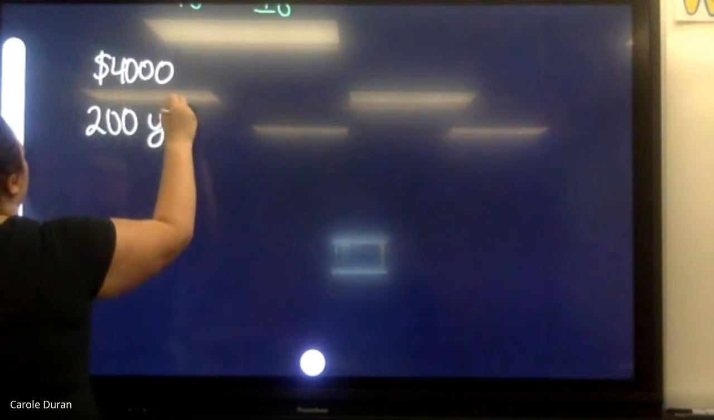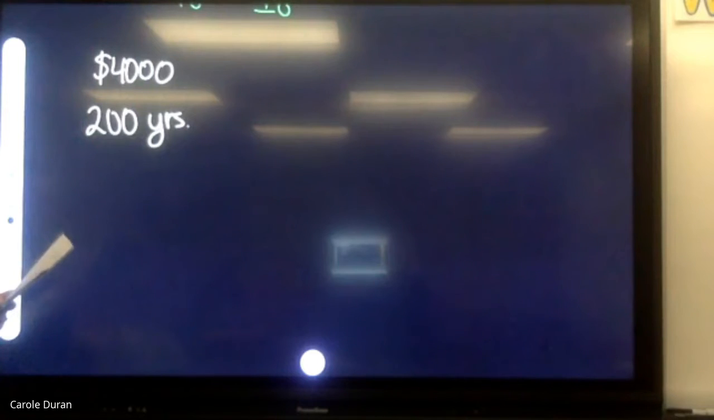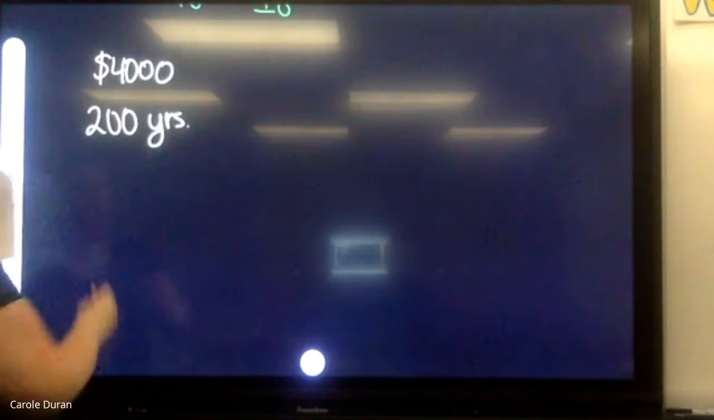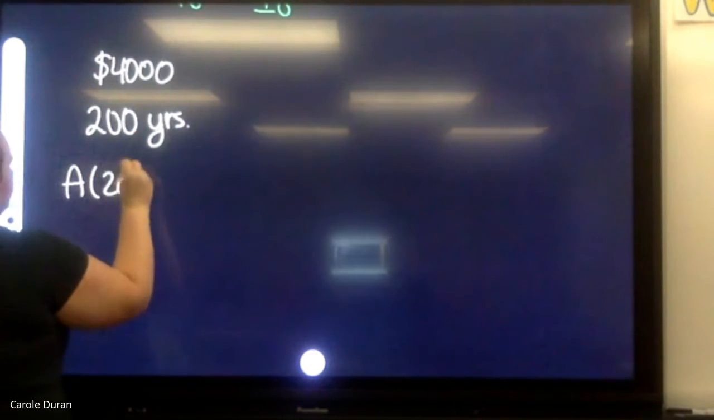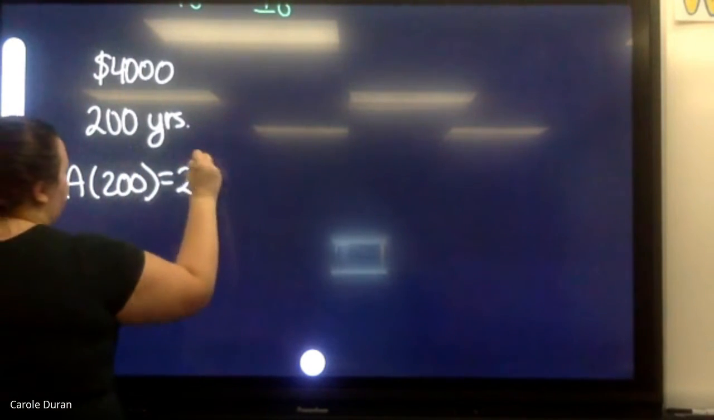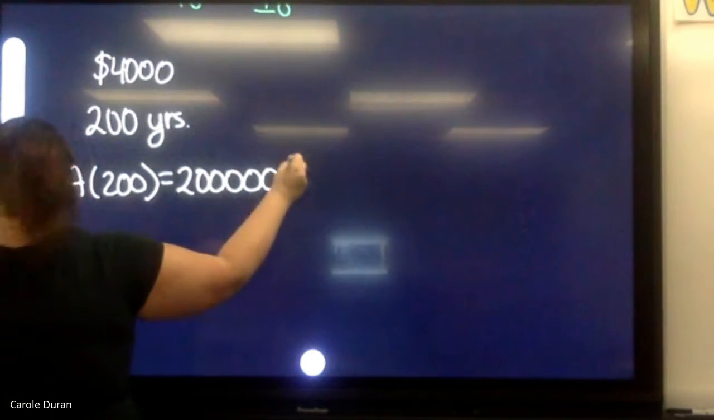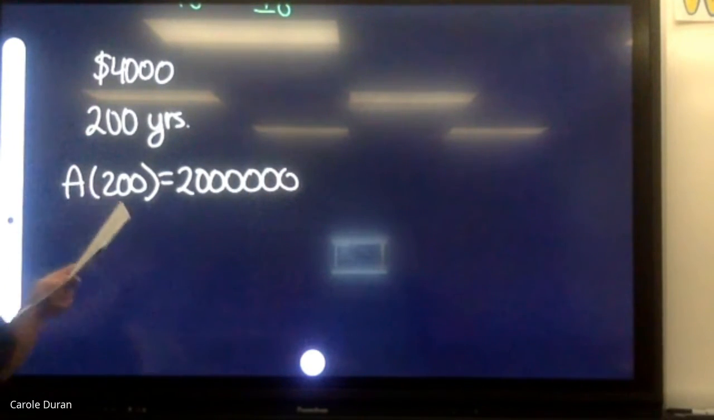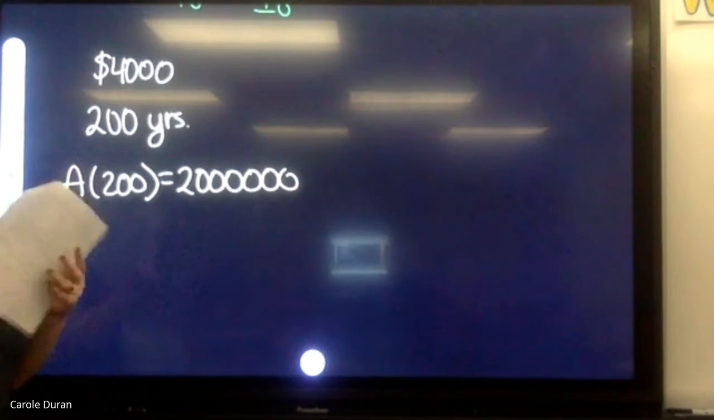28 says that in 1790, Ben Franklin left $4,000 with instructions that it goes to the city of Philadelphia in 200 years. If it was worth $2 million at that time, so if my A of 200 equaled 2 million, it's asking what the approximate annual interest rate was for this growth.